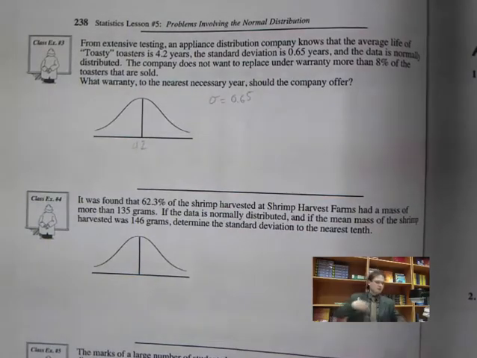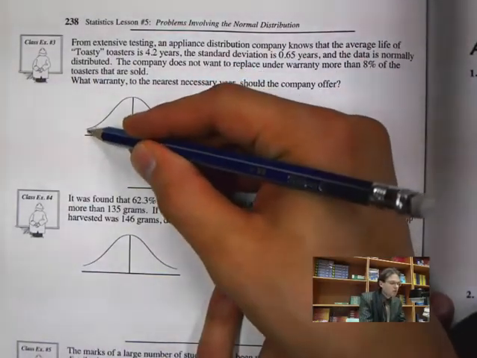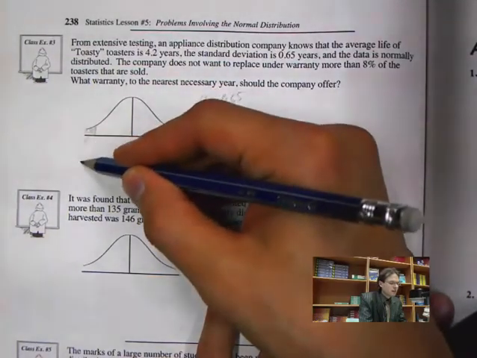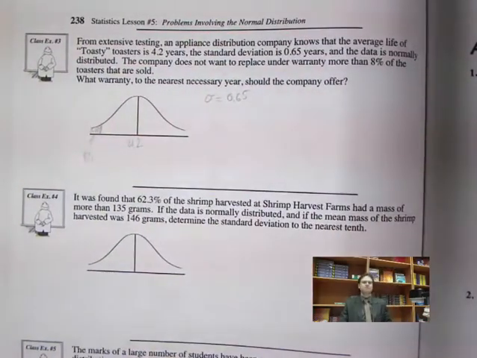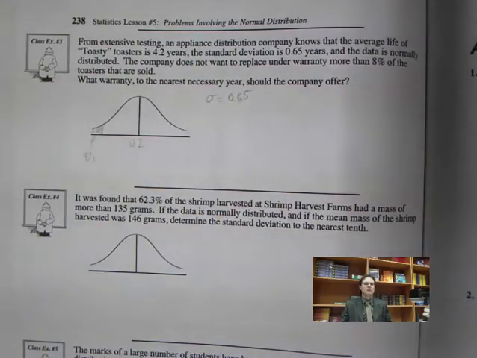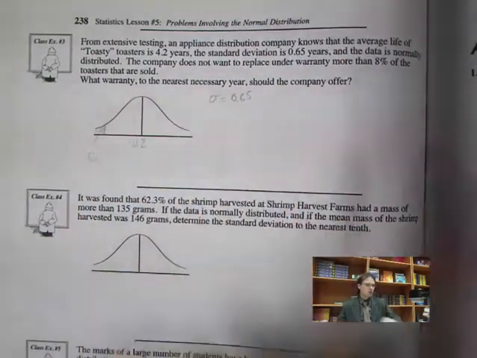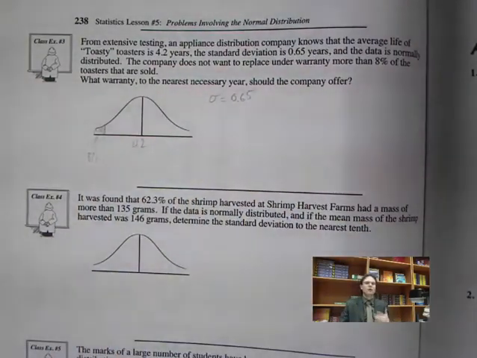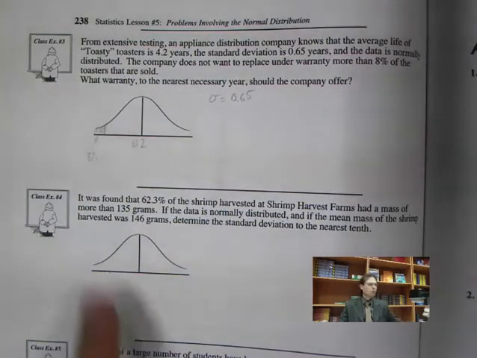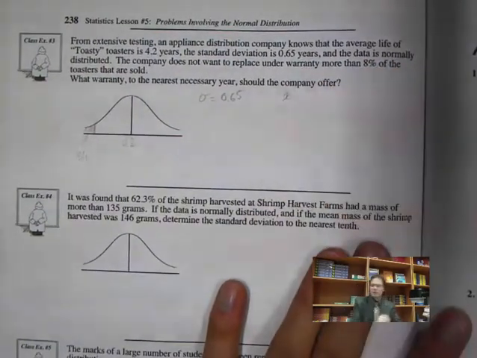Let's take a look here. So we want 8% only. So they're probably going to use the bottom 8%. So that there is 8%. So in this case, we're given the probability. And we want to know, it says here, what warranty to the nearest necessary year should the company offer? So what year should they offer the warranty? We know the probability. Well, in order to do that, we have to figure out how many z-scores away they are. We're trying to find x in this case.